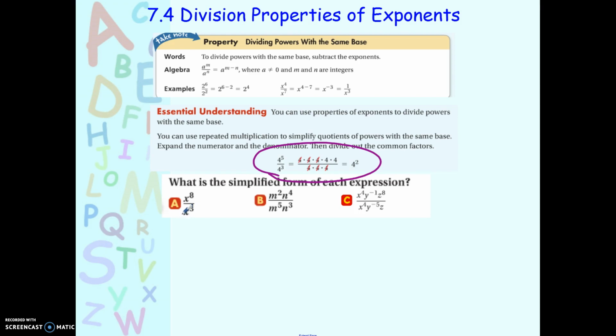So let's look at this one, for example. x to the 8th over x to the 3rd, it would be the same thing. We're going to subtract the exponents, and you get x to the 5th.